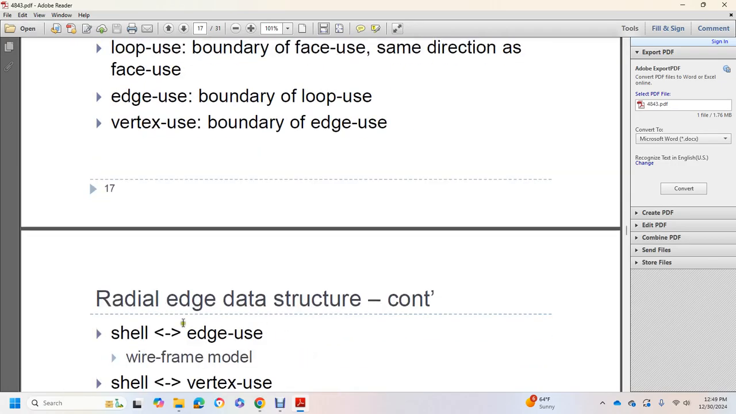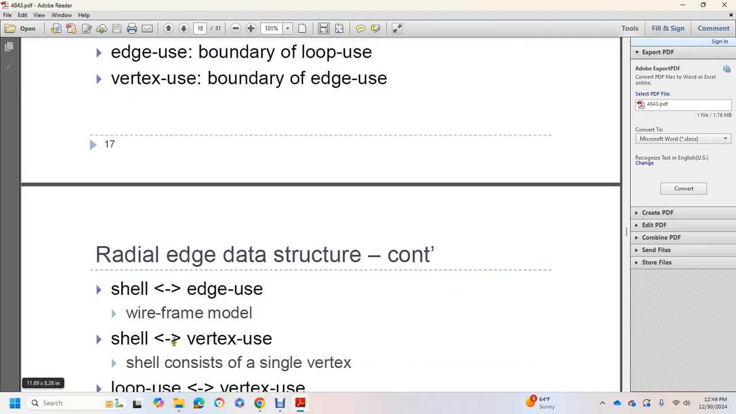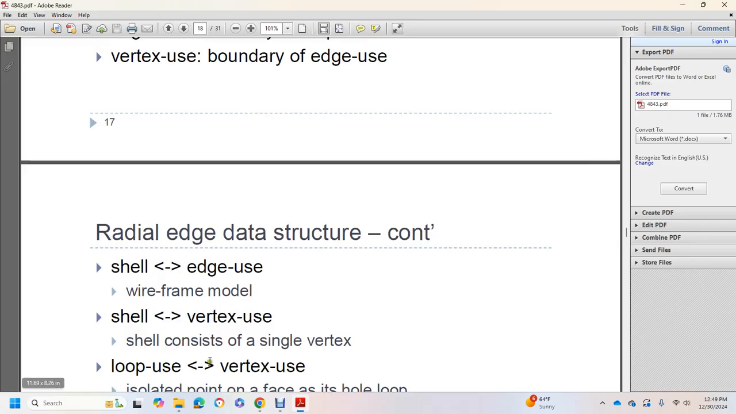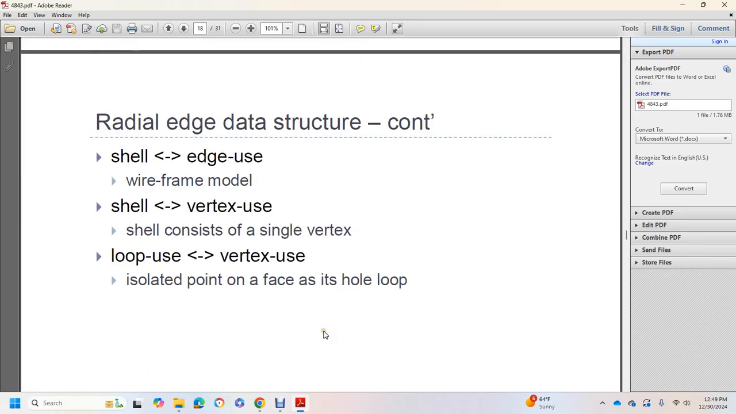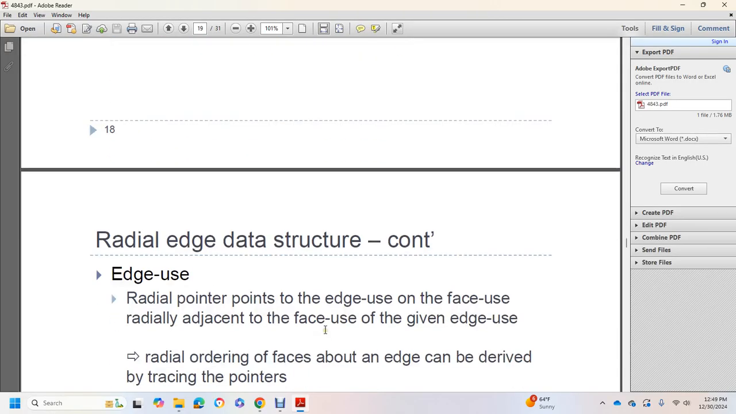Radial edge data structure: a shell may consist of edge uses, as in a wireframe model, or of a single vertex use, in which case the shell consists of a single vertex. A loop use may be a vertex use, an isolated point on the face, as a whole loop. Edge use: the radial pointer points to the edge use on the adjacent face use sharing the given edge. The resulting radial ordering of faces around the edge can be derived by tracing pointers.